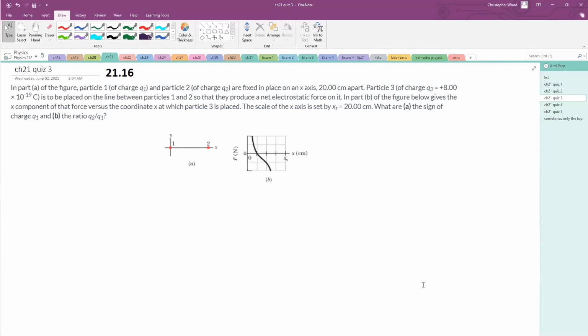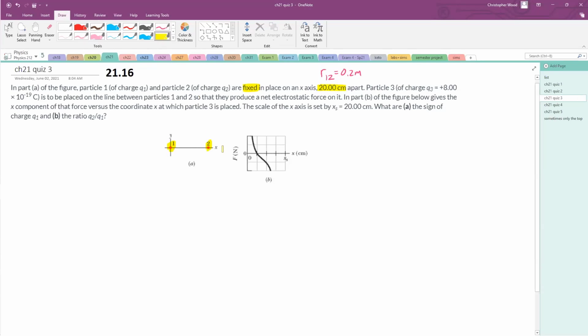In this figure, particle 1, Q1. So here's particle 1, here's particle 2. They're fixed in place. So they are glued. They're staple gunned in place. They're not going to move, even though they want to move, because they're going to feel forces. But they are fixed in place on an x-axis 20 centimeters apart. And so right away, I know that this is R12. The distance between 1 and 2 equals 0.2 meters.